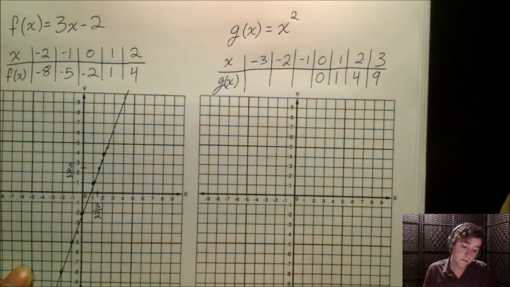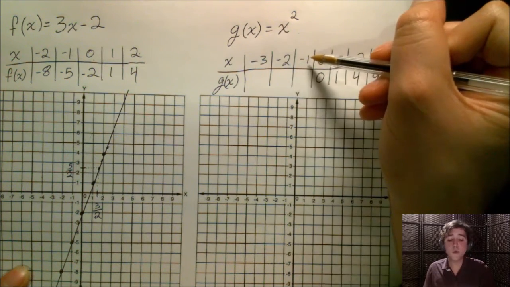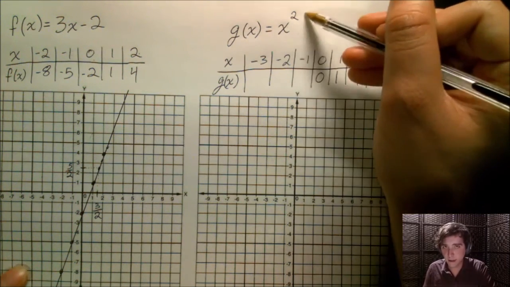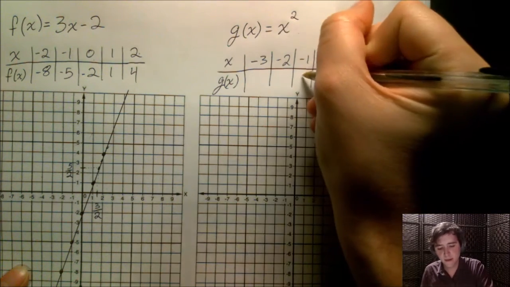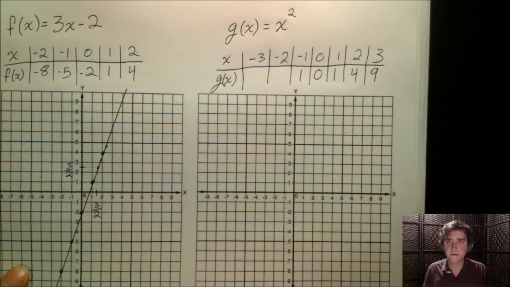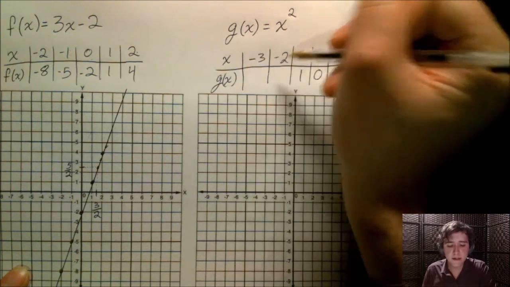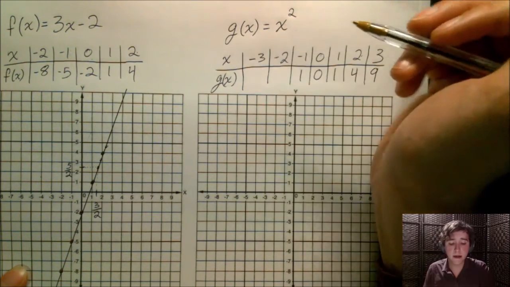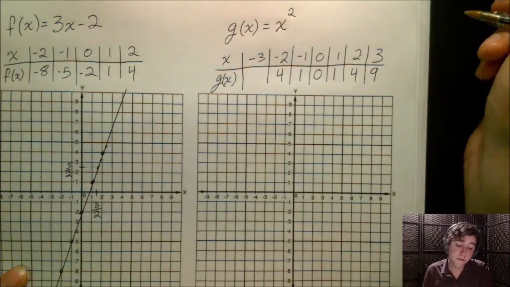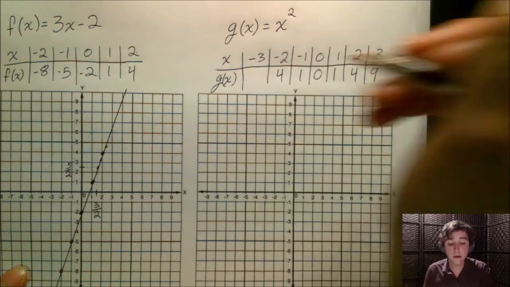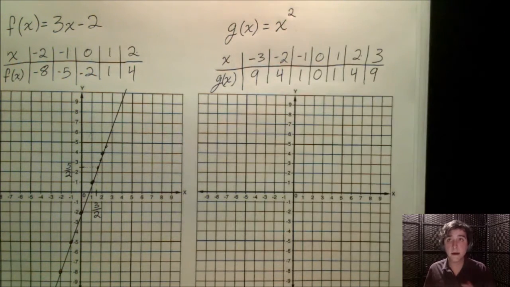Now, -1. Negative 1 to the second power, that's negative 1 times negative 1, that's going to be positive 1, isn't it? And if we use negative 2 to the second power, negative 2 times negative 2, we get positive 4. And negative 3 to the second power, likewise, is going to be positive 9.